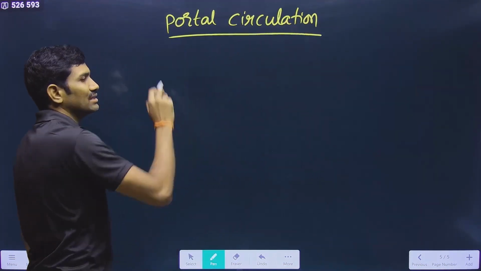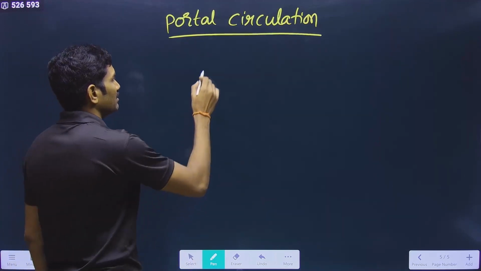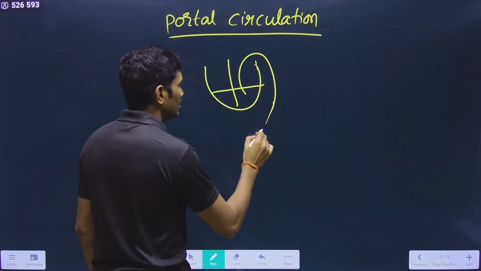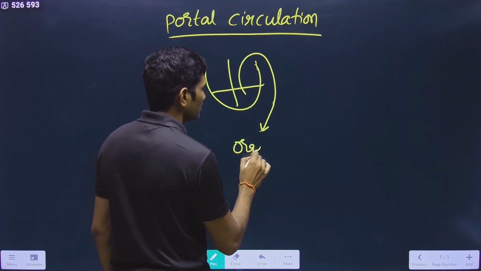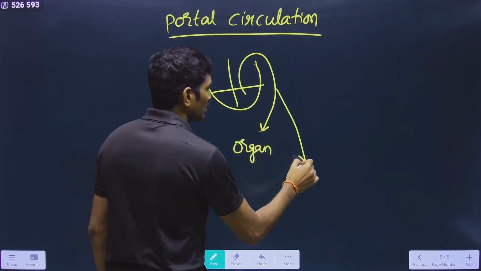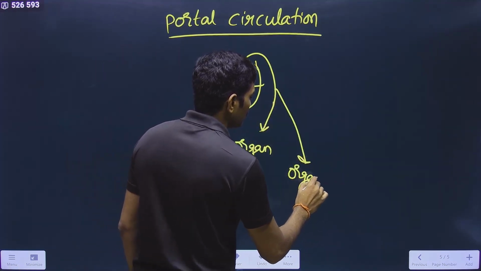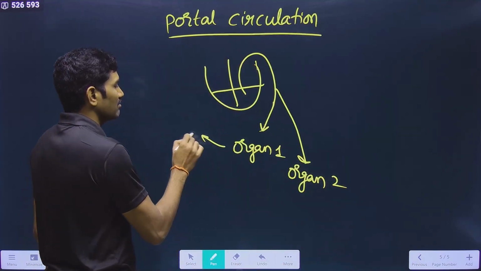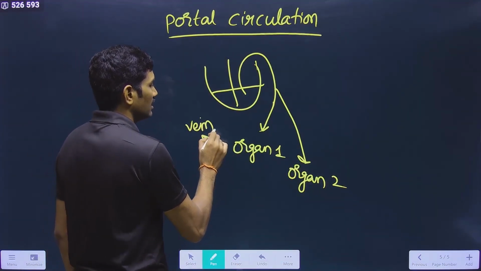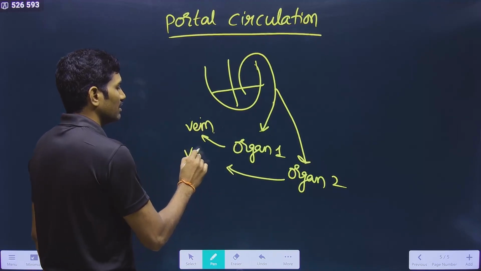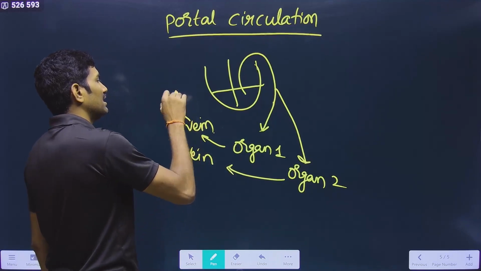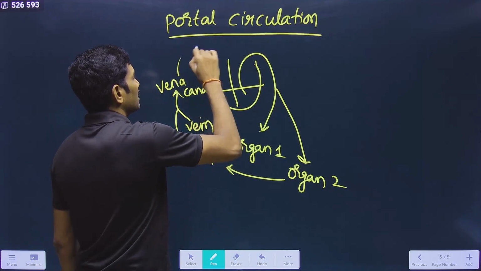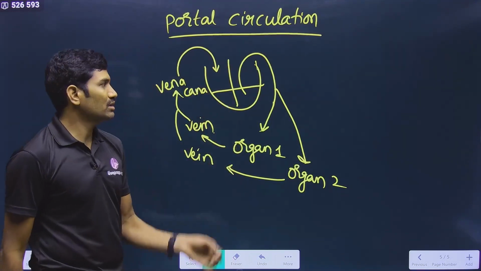What is this portal circulation? Generally, from the heart, oxygenated blood is going to different organs. This is organ 1, organ 2, like this. From each organ some veins will come, and finally they will collect into the vena cava, and that is finally opening into the heart.